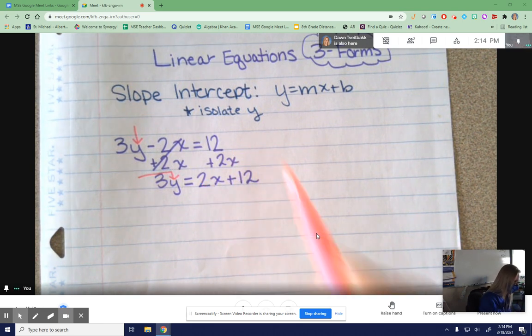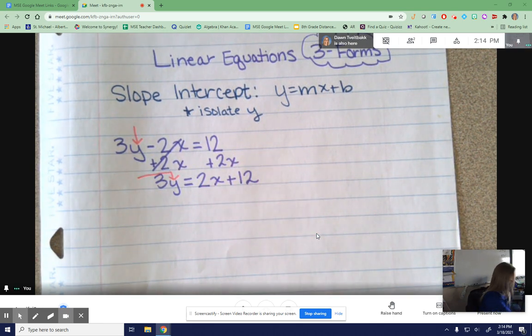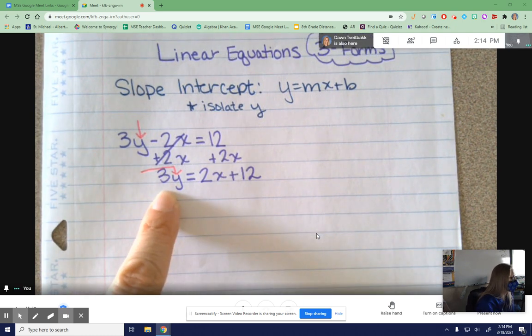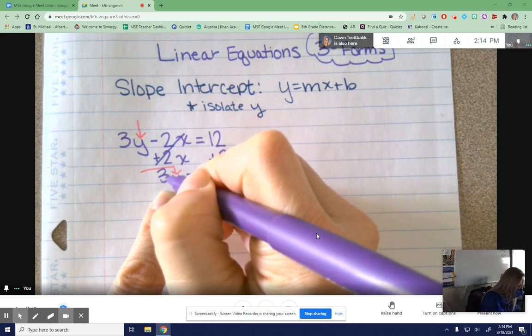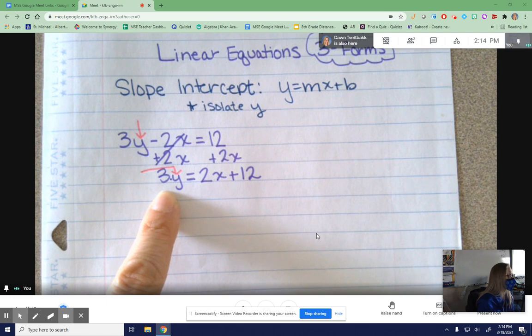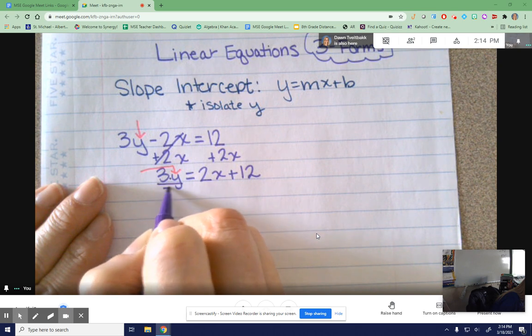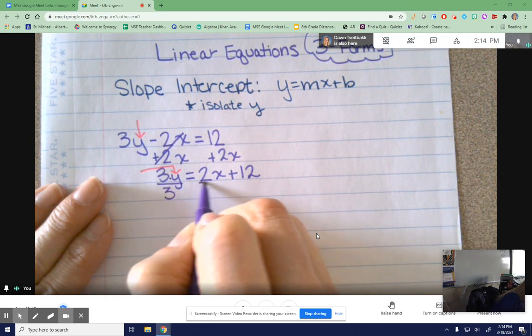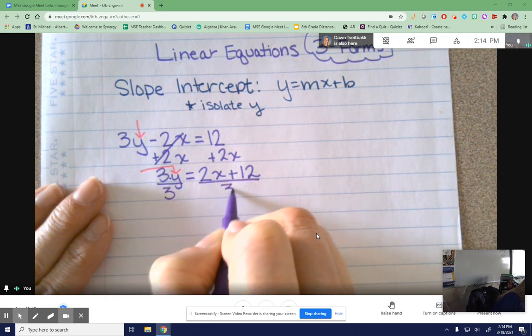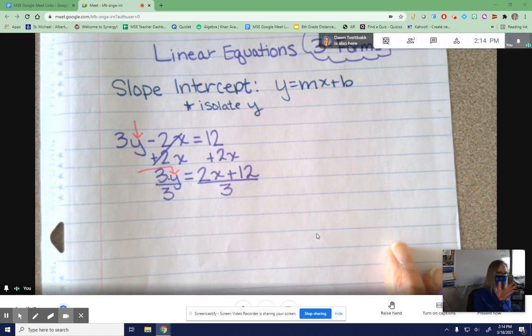What's up, Clayton? So what do I have to do to get that out, Clayton? What's the opposite of multiply, though? Yeah, so I would want to divide. And you can write it like this and say divide like that. You can say I'm going to divide everything by 3.